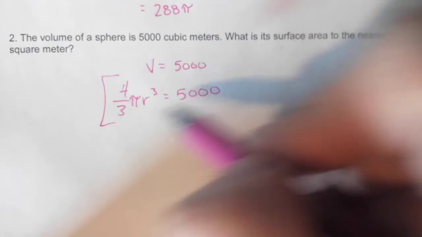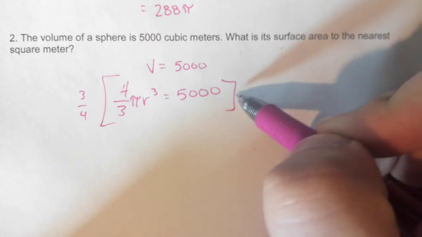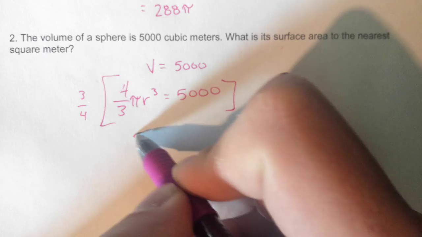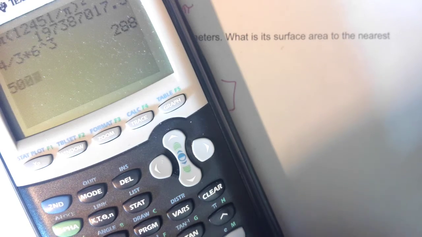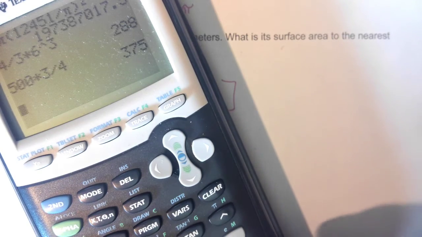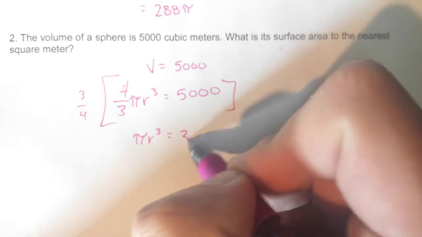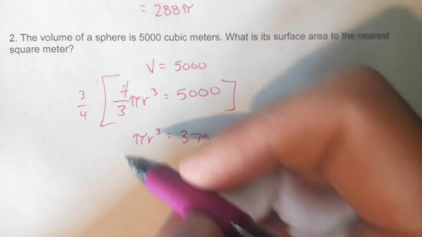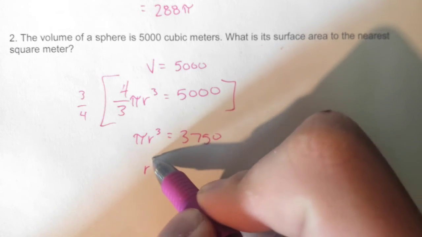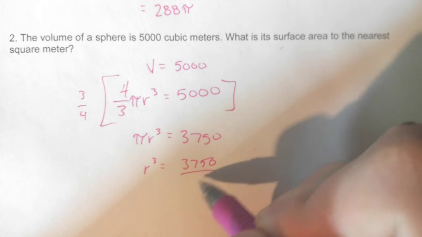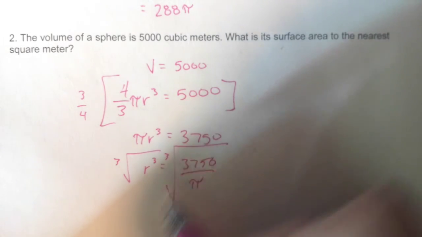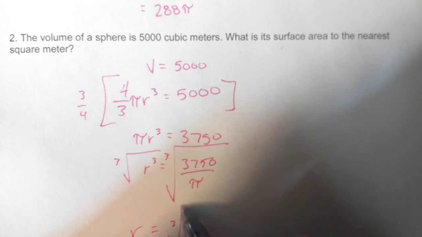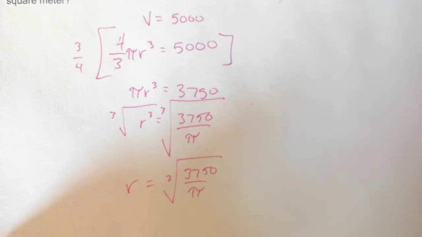We would start probably by multiplying by 3/4 to get rid of the fraction. So the 3 and the 4 would cancel here, giving me pi r cubed, and then 3/4 of 5,000, which is 3,750. Divide that by pi. So r cubed would equal 3,750 over pi. And then take the cube root of both sides. I'm just going to leave it like that, the cube root of 3,750 over pi. Okay, beautiful.